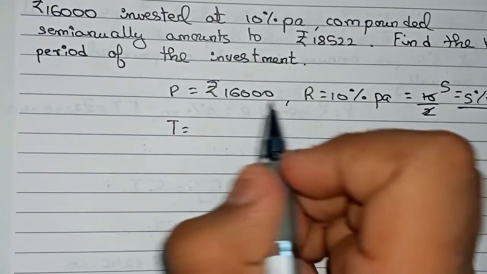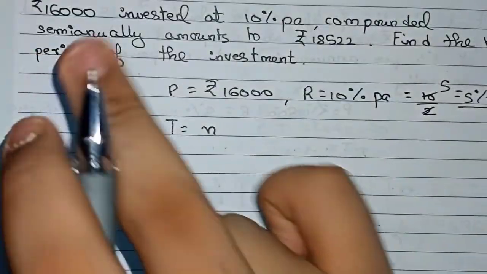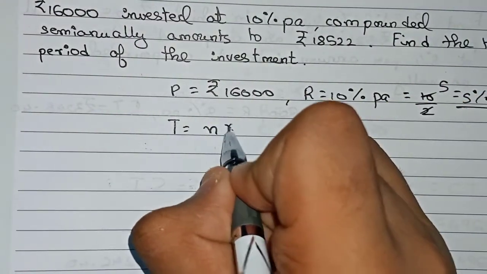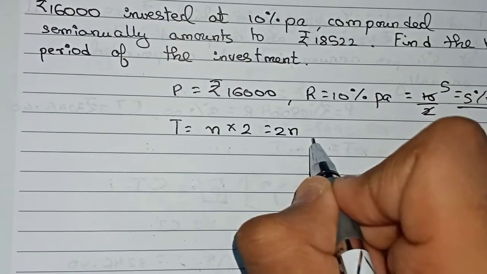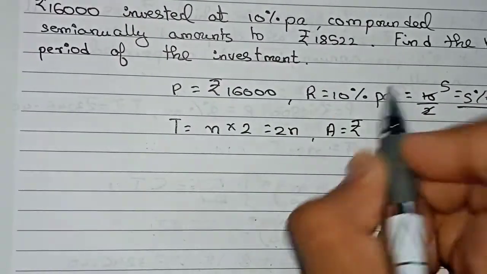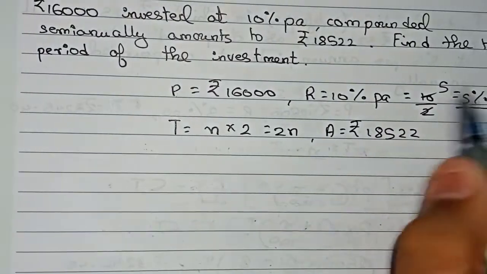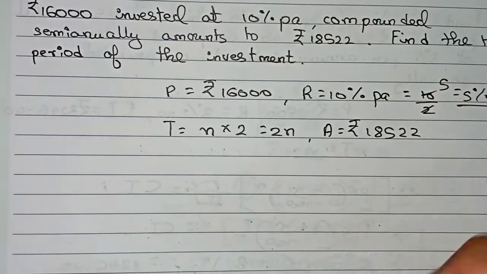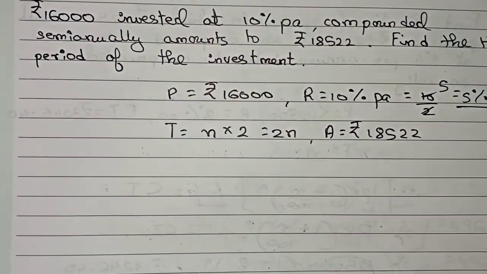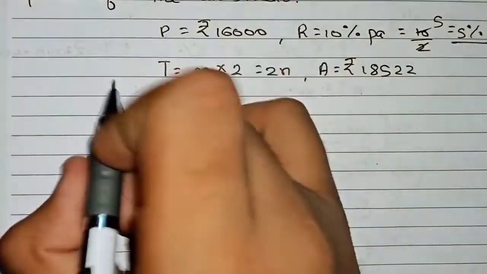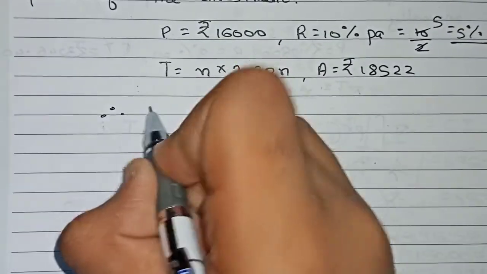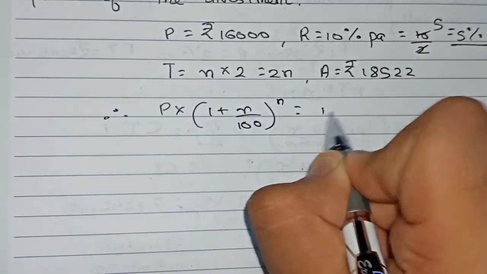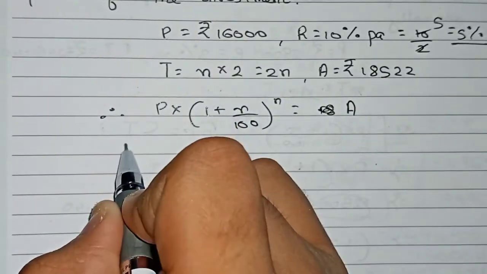Though it is unknown, if we take it as n, then when it is semi-annually, we usually multiply the time by 2. So here also n into 2 becomes 2n, and the amount is equal to ₹18,522. So for this question, principal is equal to 16,000, rate of interest is 5%, time is 2n, and the amount is 18,522. So therefore write down our formula: principal into 1 plus rate by 100 to the power n is equal to the amount. So I put down the values.